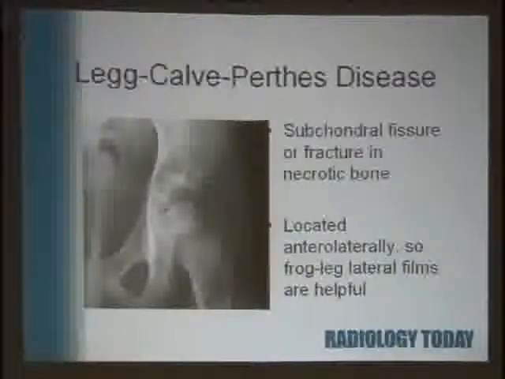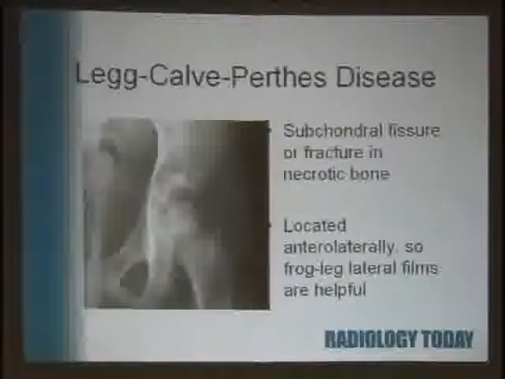And on the close-up view, we can see there's a little subchondral fracture. That's a classic finding in Legg-Calvé-Perthes because the blood supply to the epiphysis has been cut off. So now they've got necrotic bone. It's starting to collapse and fissure. It gets dense, irregular, short. That's the classic triad of Legg-Calvé-Perthes disease.